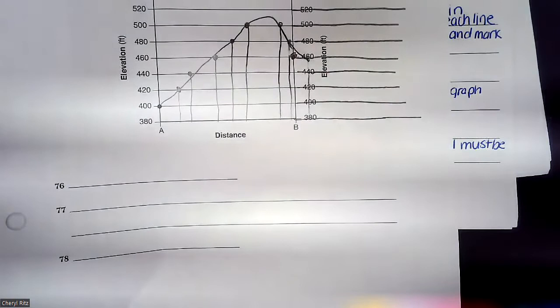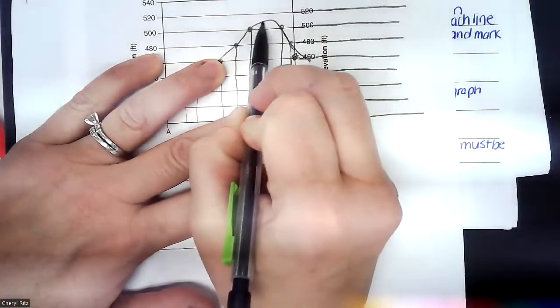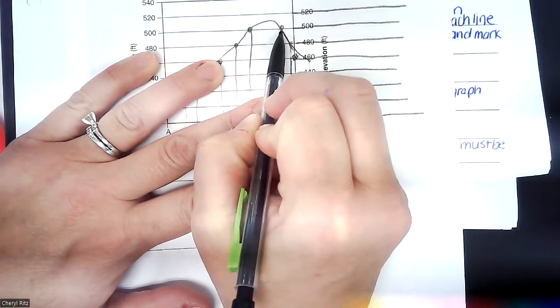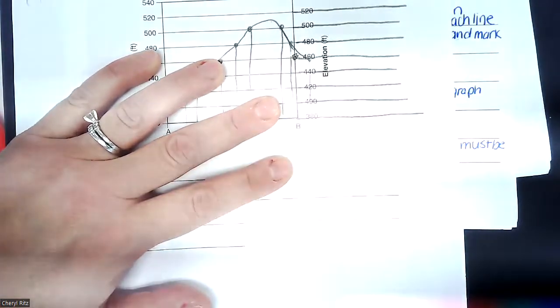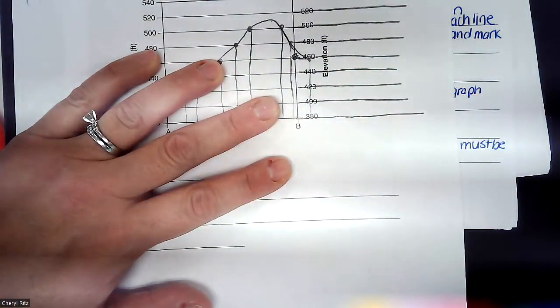Make sure it's curved up so I don't have to squint or say, well, did they mean to do that? I want it to be clear as day that that hill went up and over the 500, but did not touch the 520. So make sure that it clearly goes over 500, but clearly does not touch 520.